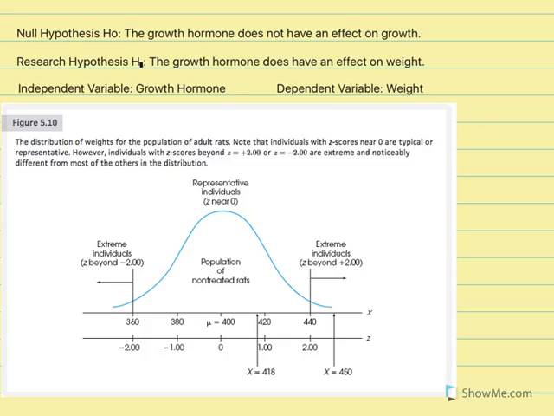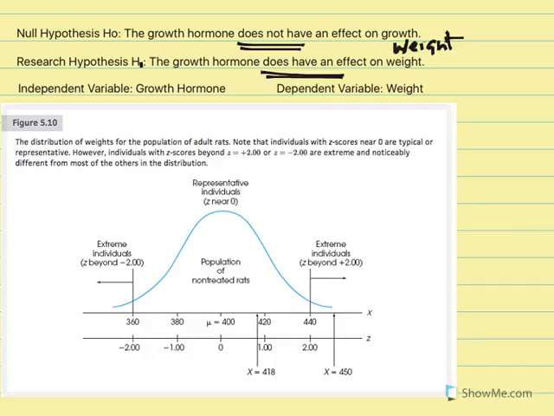So here I've identified what the null hypothesis would state. Again, the notation for the null is H sub zero: the growth hormone has no effect on growth, or we could say weight, right? Growth is denoted by weight if we want to be more specific, because that's what we're measuring in the end. And the research hypothesis, with the notation H sub 1, states that the growth hormone does have an effect on weight. So again, the null always says nothing's happening, it does not have an effect, and the research hypothesis is saying something is happening, it does have an effect. So note the difference between the two.